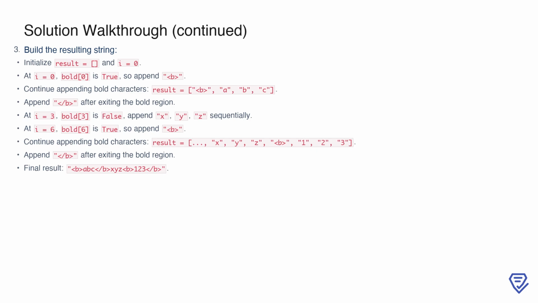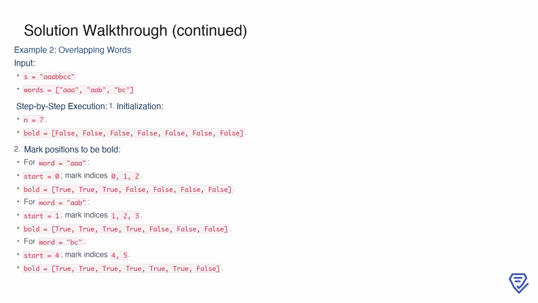b a b c /b x y z b 1 2 3 /b. In this example, the input string is s equals "aabcxyz"... actually s equals aap, and the dictionary is words equals AAA, ob, bc. We begin by initializing the length of the string n as 7 and the bold array as false, false, false, false, false, false, false. For the first word, AAA, we find its starting position at index 0 and mark indices 0, 1, and 2 in the bold array as true.